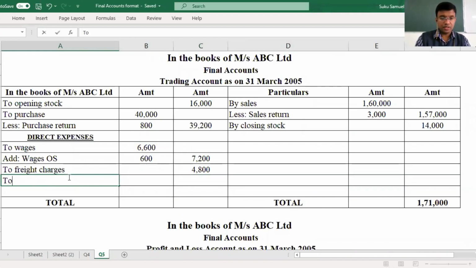Also, there's one item that I had missed out, which was carriage inward. Please remember, carriage inward is a direct expense.